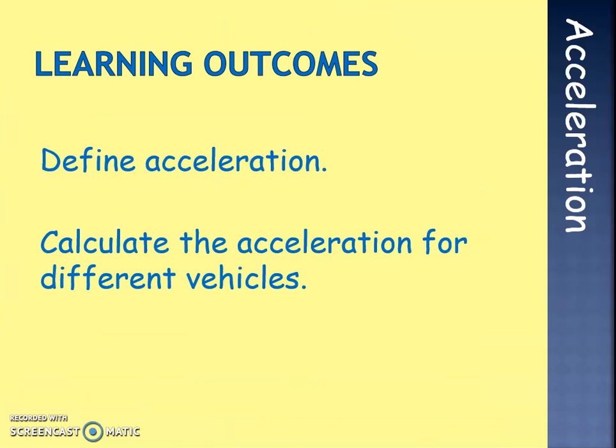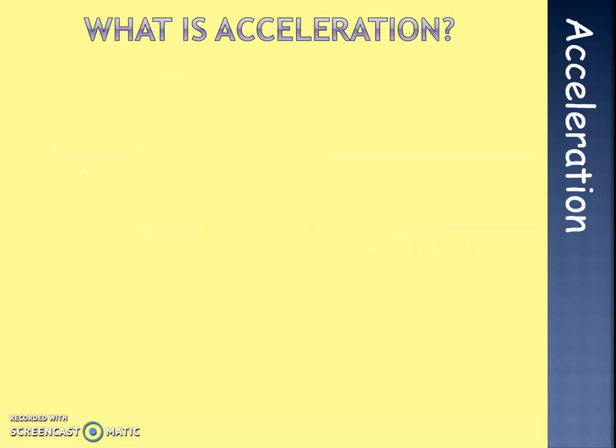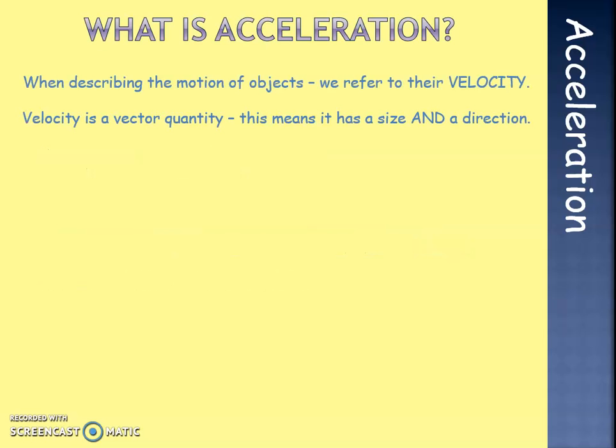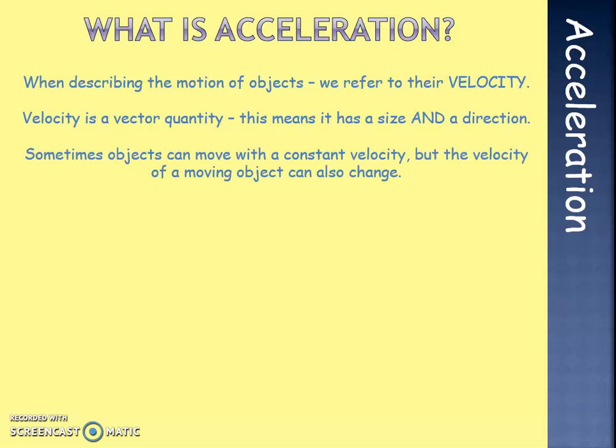Okay, our learning outcomes today are to define acceleration and to calculate the acceleration for different vehicles. Okay, so what is acceleration? When describing the motion of objects, we often refer to their velocity. We don't refer to the speed. This is because velocity is a vector quantity. A vector has size and direction, so acceleration has a size and a direction.